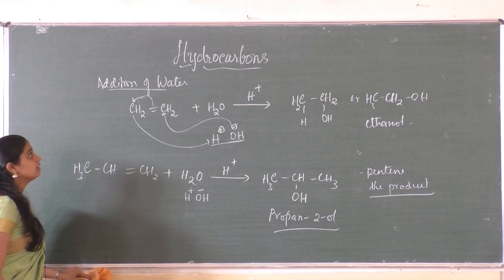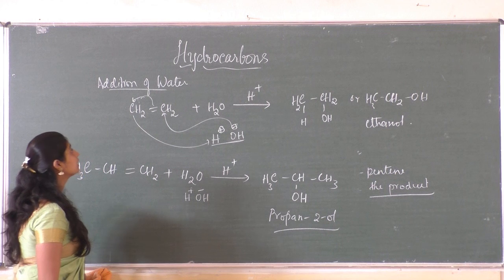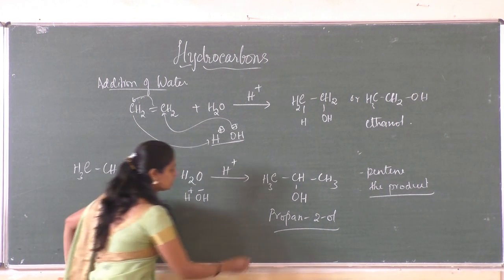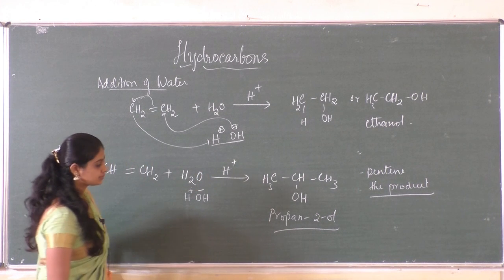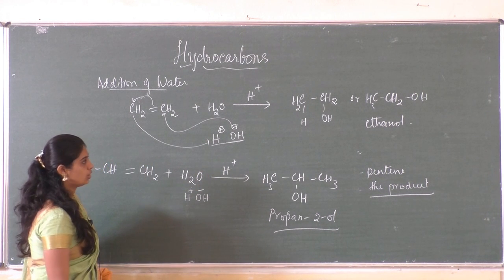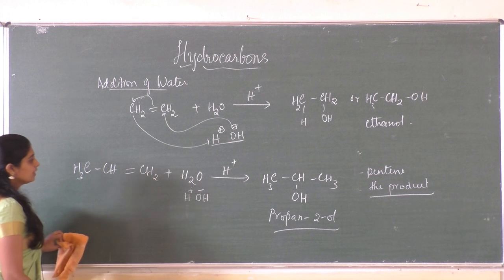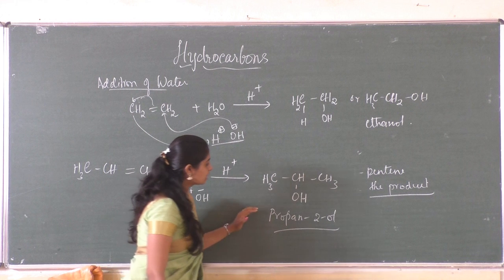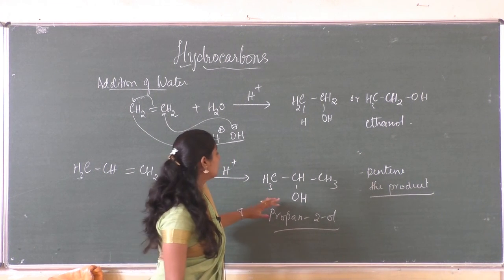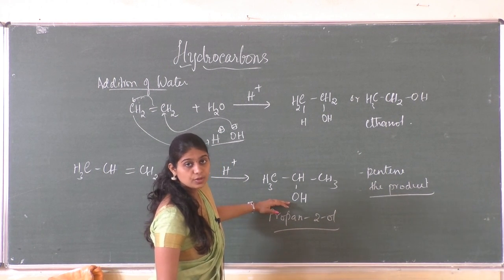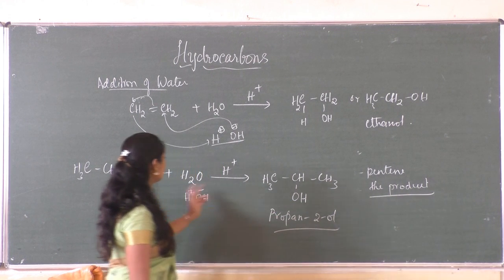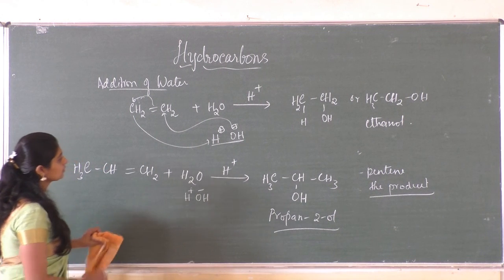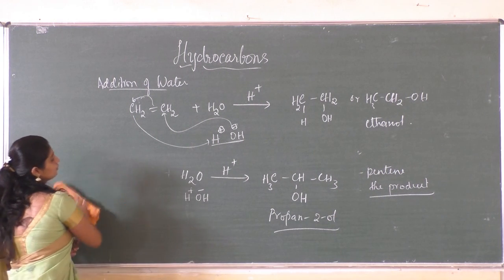So whenever water gets added to an alkene in the presence of concentrated sulfuric acid, the final product that we are going to get is an alcohol. We have already written this reaction in the preparation of alkene by dehydration in the presence of concentrated sulfuric acid. That is the reversal of this reaction. So go through that once. So this is about the addition of water.